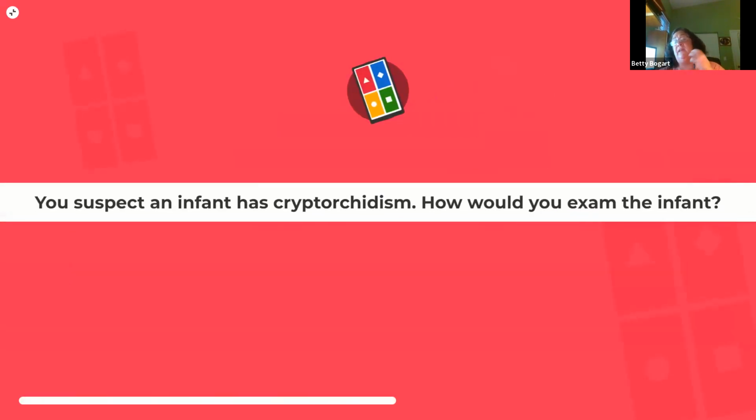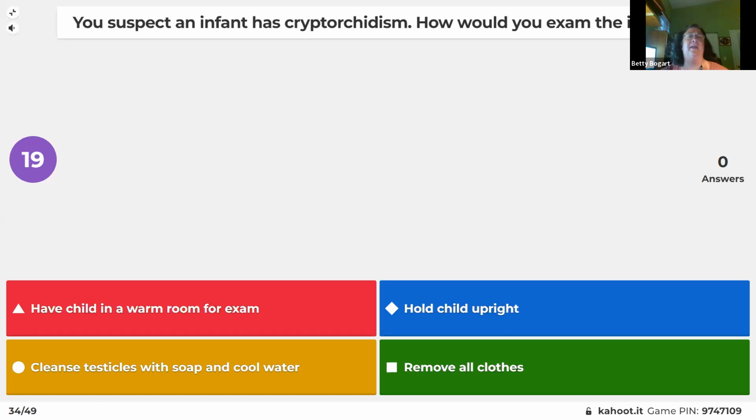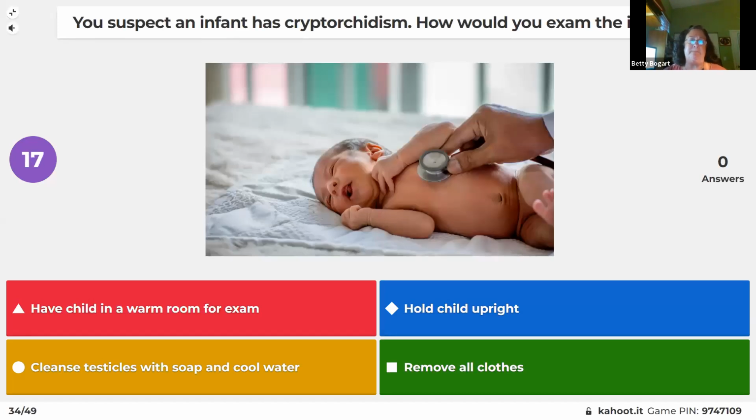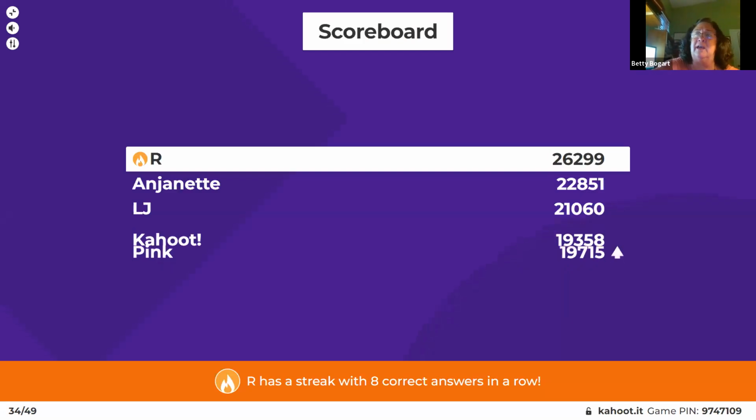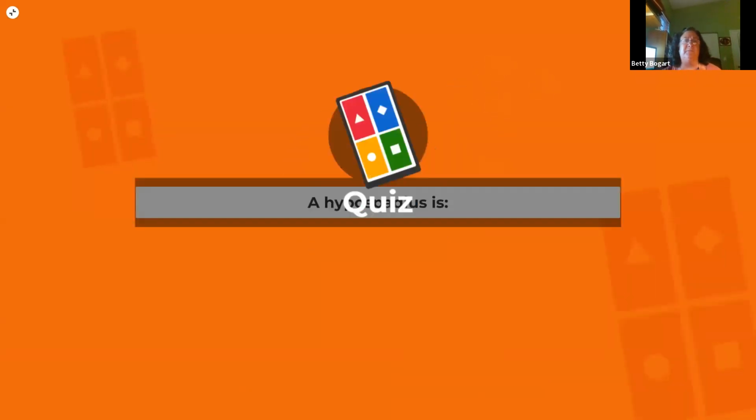If you suspect an infant has cryptorchidism, how would you examine that infant? So we would have them in a warm room, okay? Because we want them to be down as far as they can to get an accurate assessment of those testicles.